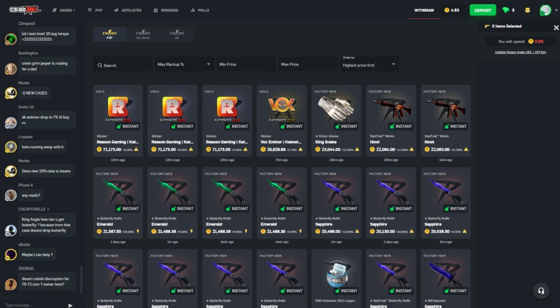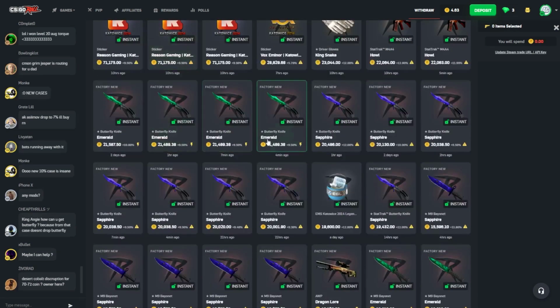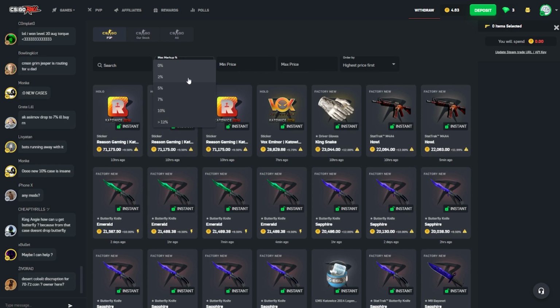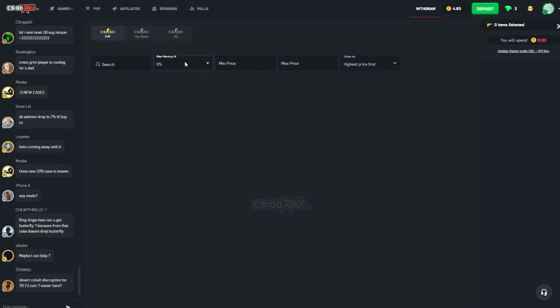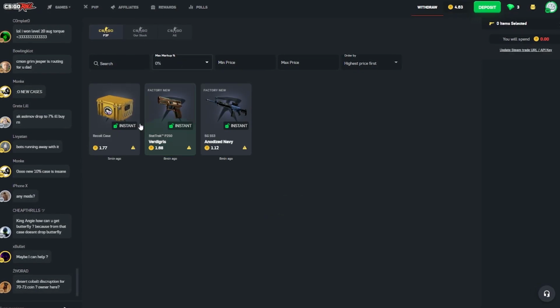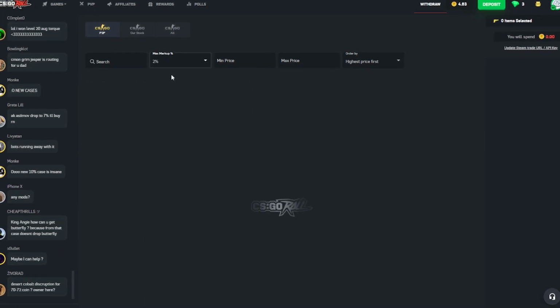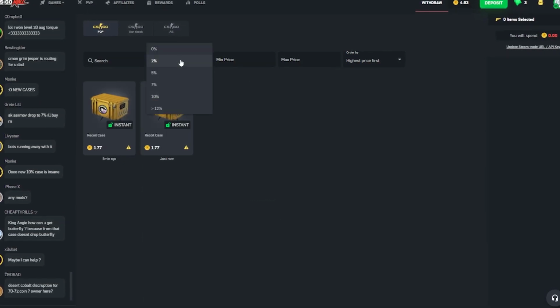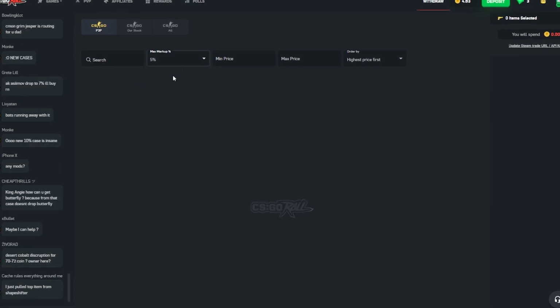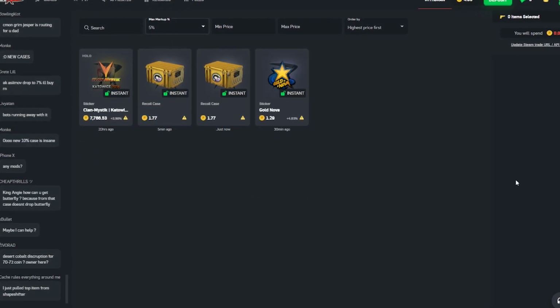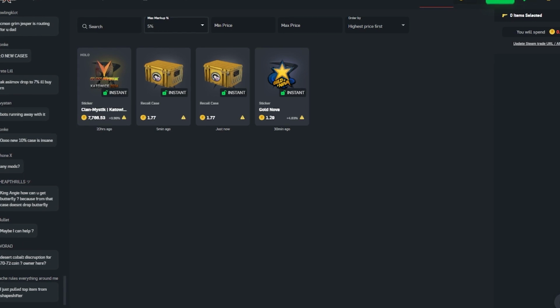But specifically, you're going to be looking at this max markup percentage a lot. Obviously, this more than 12 is the starting. You see all of these items. Ideally, you want to start at 0, and if there aren't any items at 0%, you go up to 2%. Okay, maybe there's not items here, so you go up to 5%. Okay, now there's items here. So you just want to start as low as possible in your percentages.